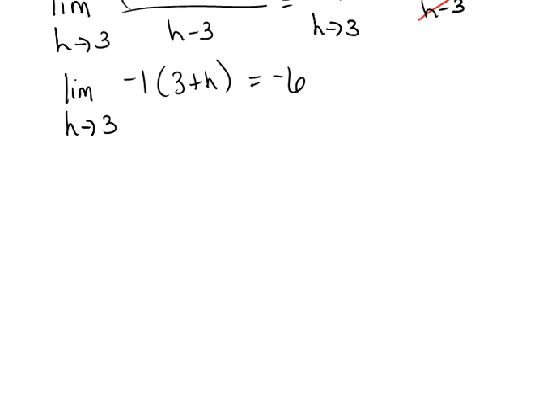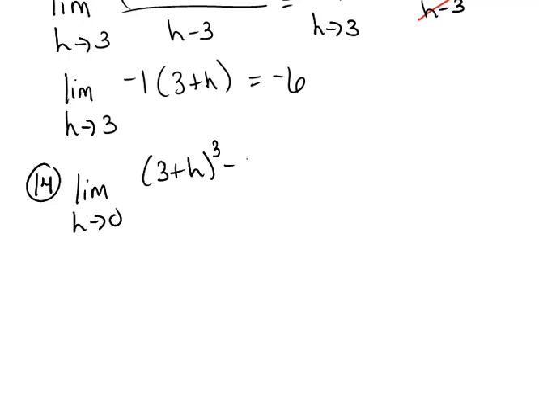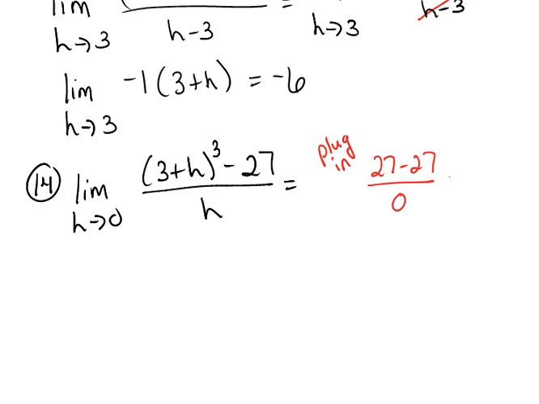Okay, now let's look at number 14. On 14, you're going to look at the limit as h goes to 0 of ((3 plus h) cubed minus 27) over h. If you do a direct plug-in, you'll see that when you plug 0 in, you do get 27 minus 27 over 0, which is 0 over 0. So that's an indeterminate form.